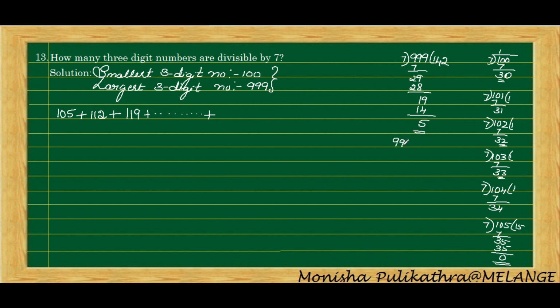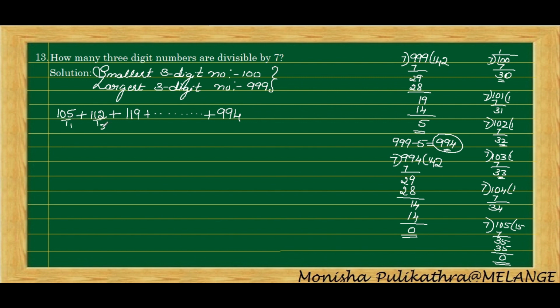Next, we need to subtract 5 from 999. So that is 994. Next, try to divide 994 by 7. So 994 is the largest 3-digit number which is divisible by 7. So the nth term is 994. After knowing this sequence, we can solve the problem.